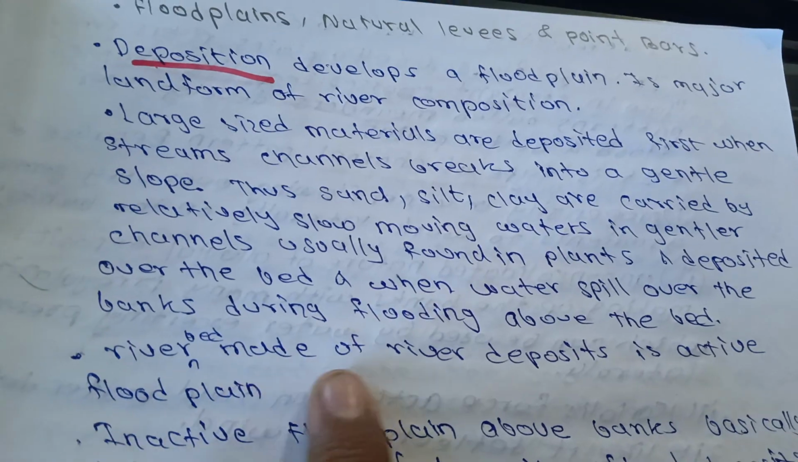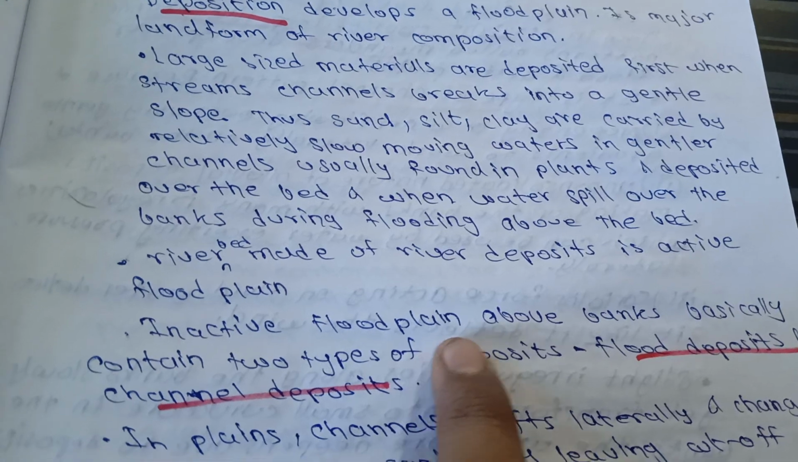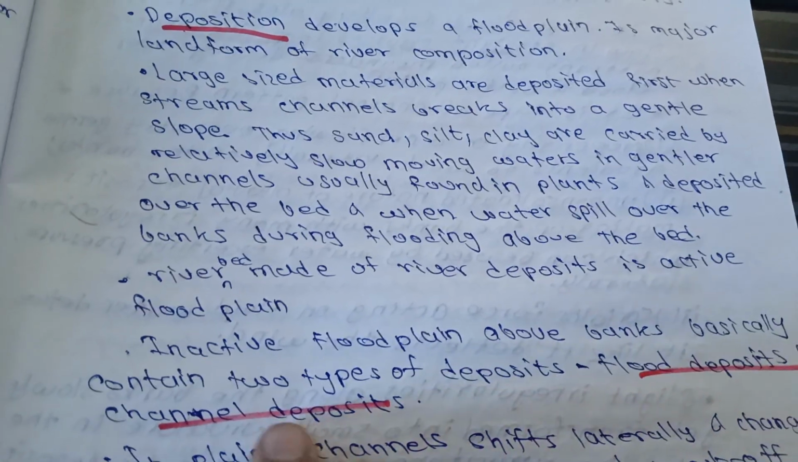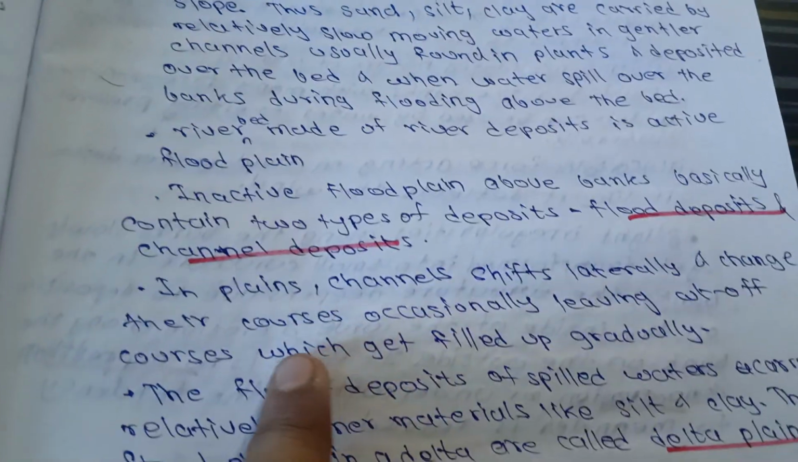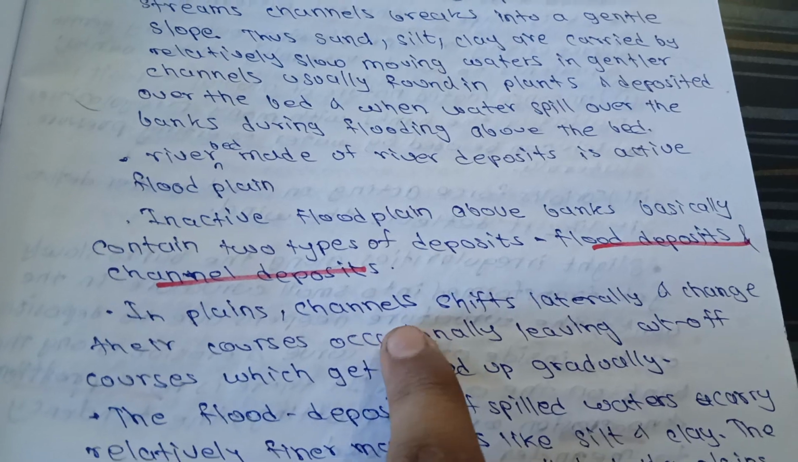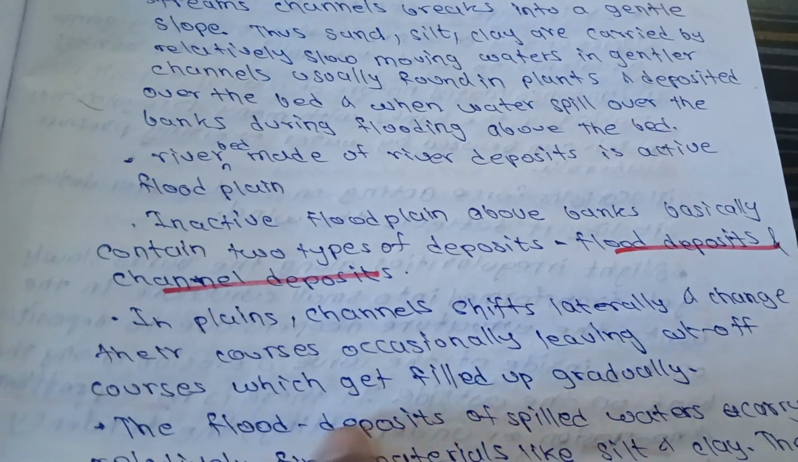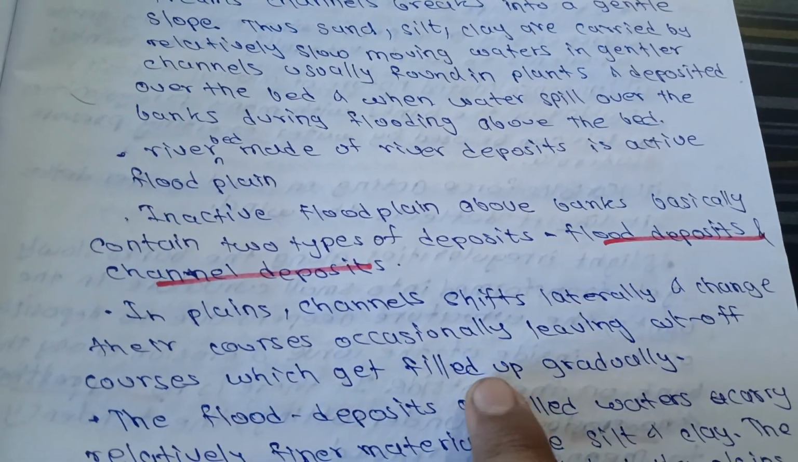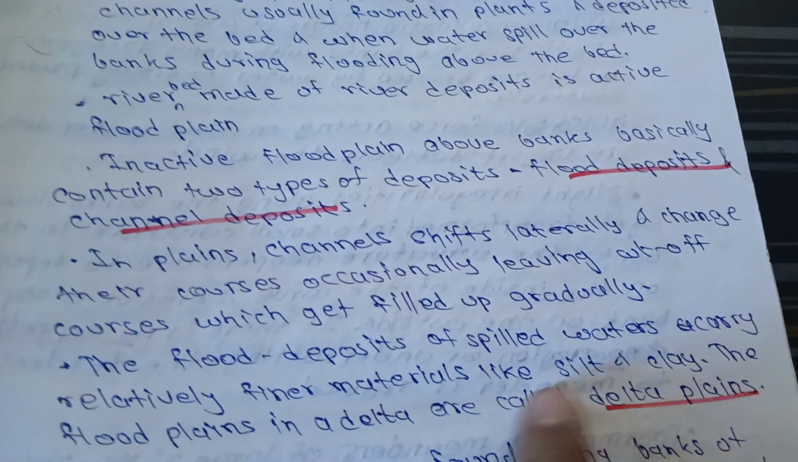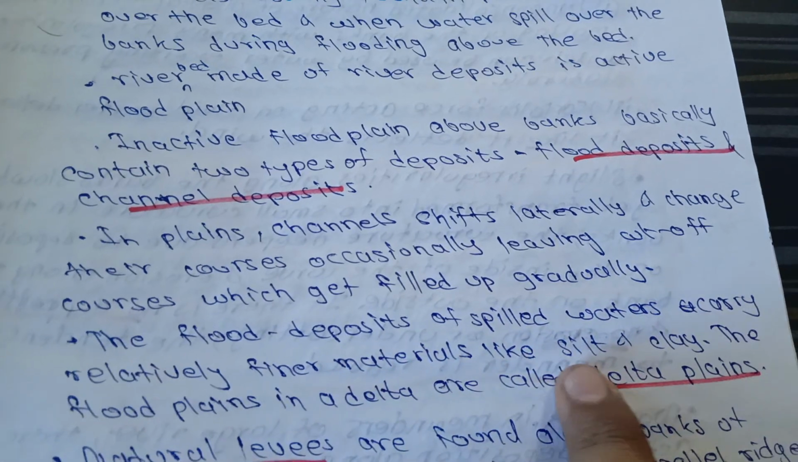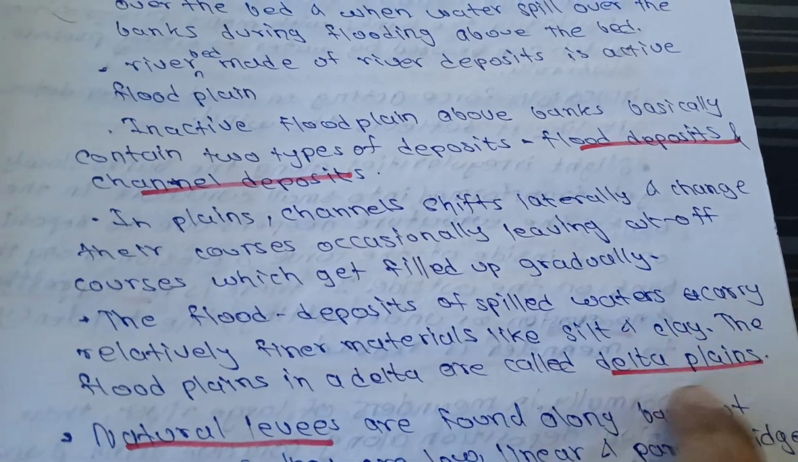Now, the river bed made of river deposits is its active floodplain. The inactive floodplain above the banks basically contains two types of deposits, which are flood deposits and channel deposits. In plains, channels shift laterally and change their course occasionally, leaving cut-off courses which get filled up gradually. The flood deposits of spilled water carry relatively finer materials like silt and clay. The flood plains in a delta are called delta plains.